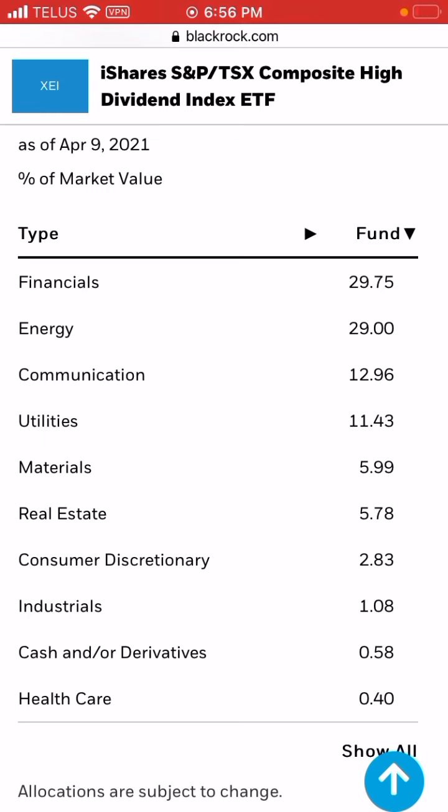That is, for example, the big banks like the RBC and TD. And around $29 will be invested in the energy sector. And then these are the sectors of the stocks inside the XEI.